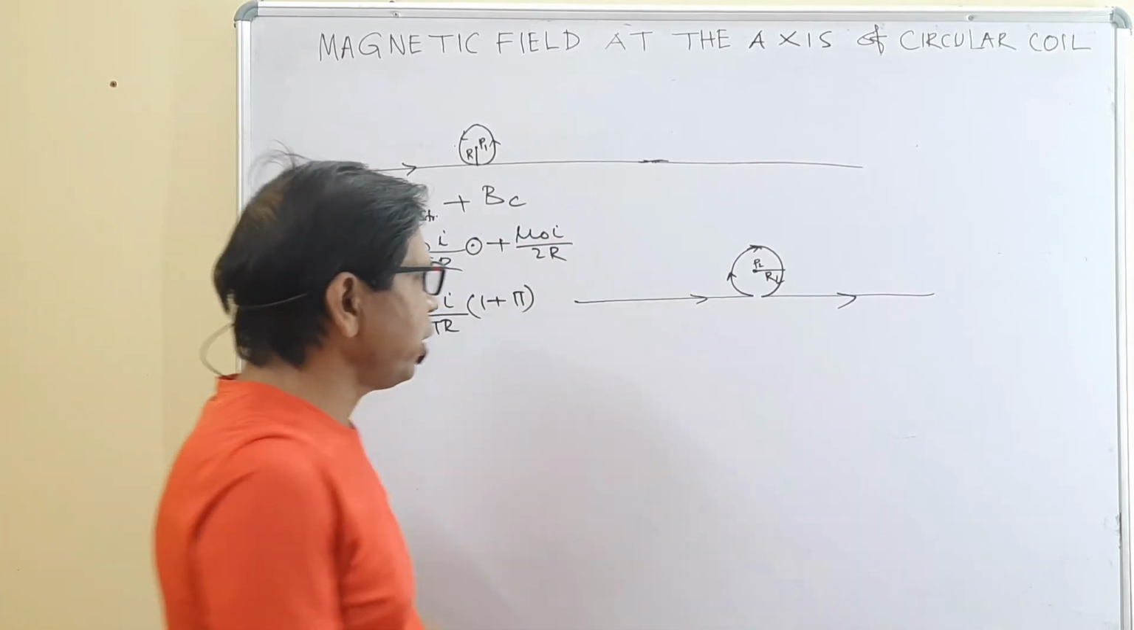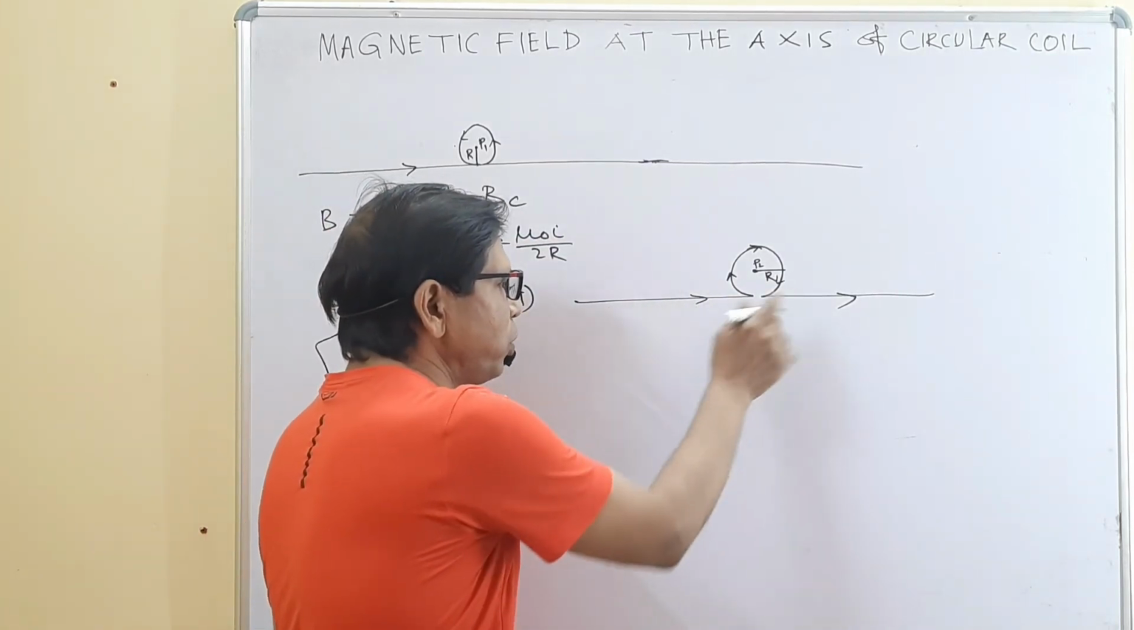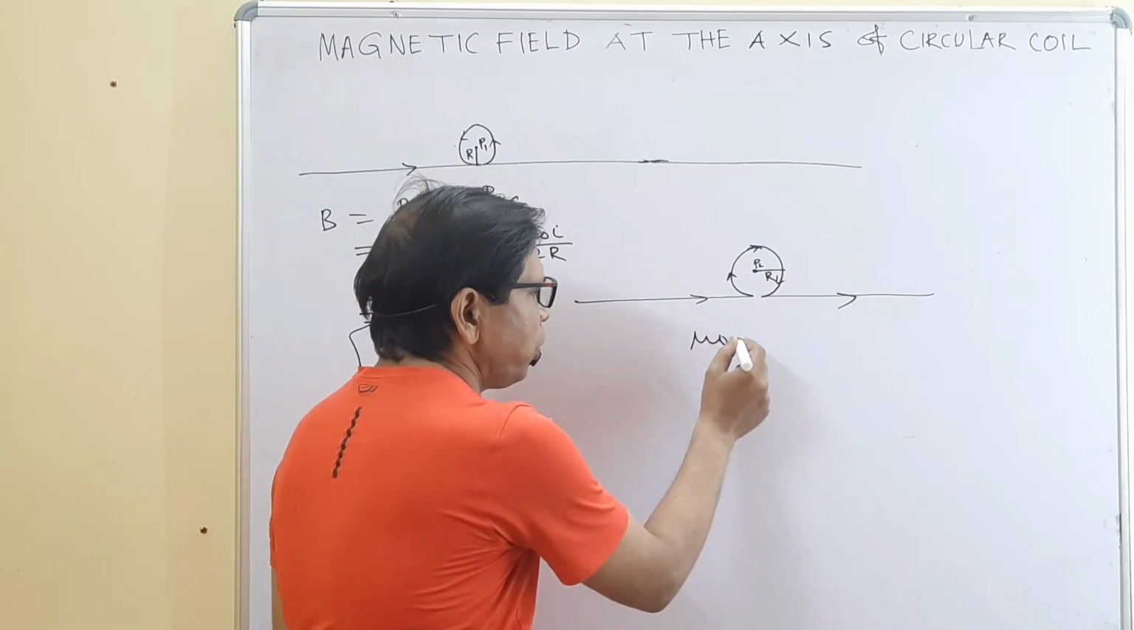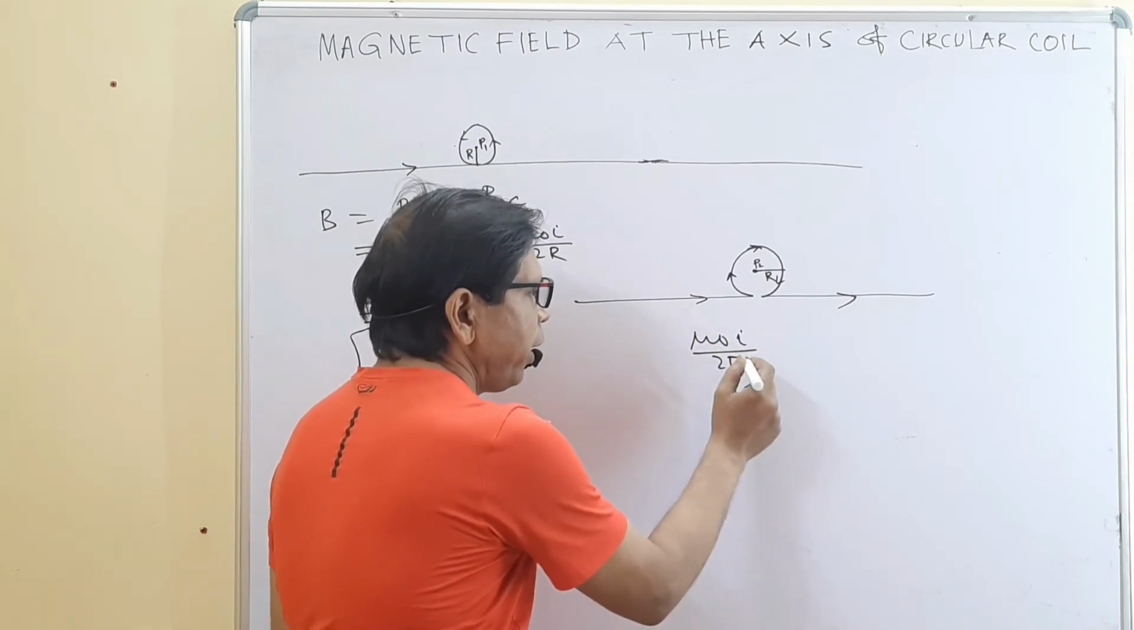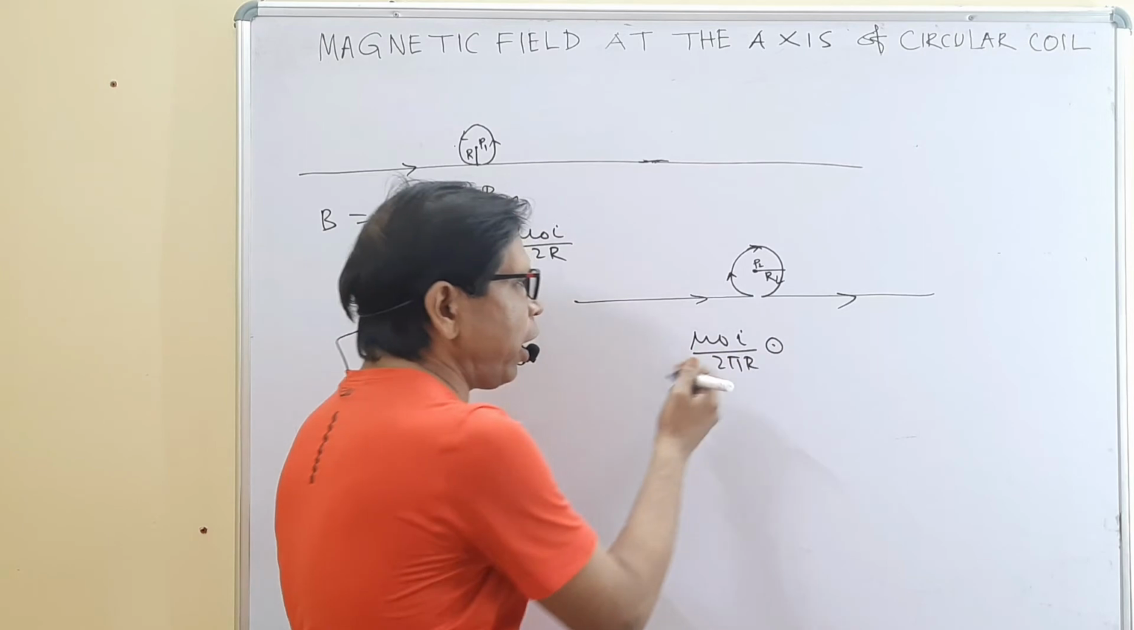Now in this other case, the magnetic field due to the straight conductor is μ₀I/2πR, and its direction is outward.